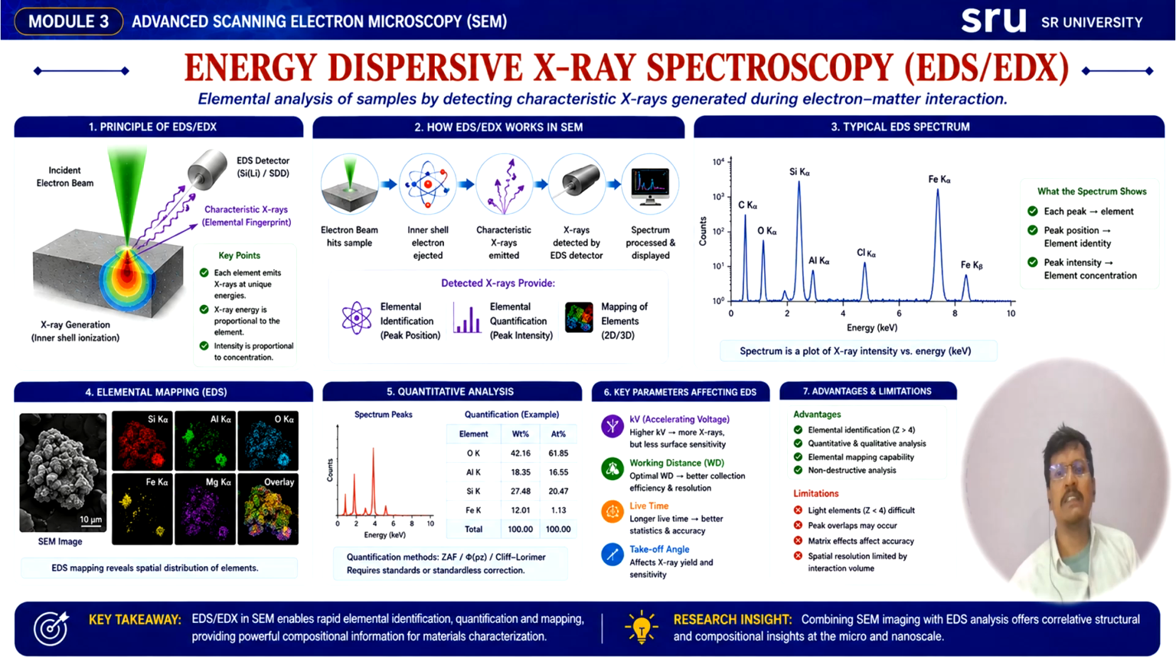During this transition, the excess energy is released in the form of an X-ray photon. Each element possesses unique electronic energy levels. Therefore, the energy of the emitted X-ray is unique for each element and acts like an elemental fingerprint.